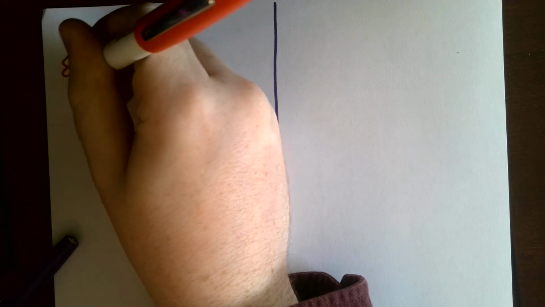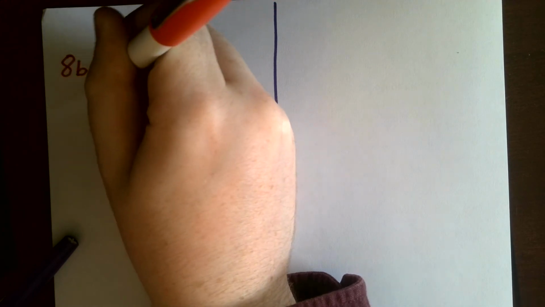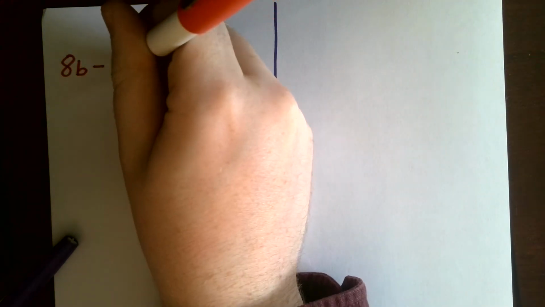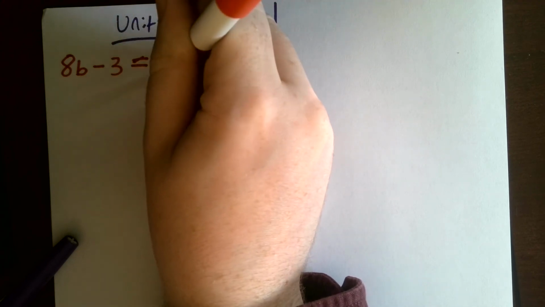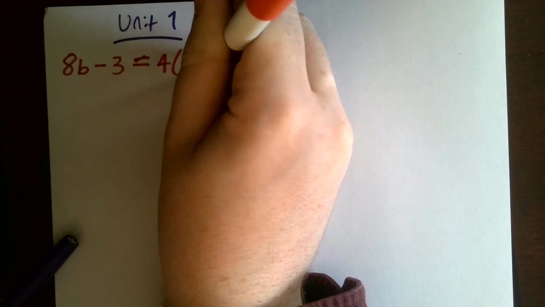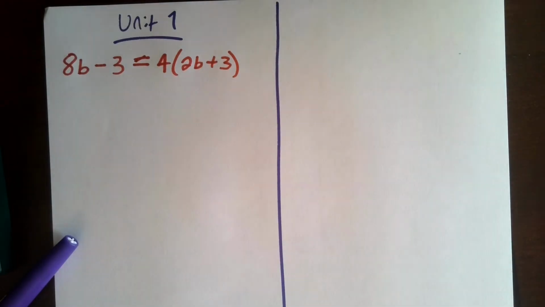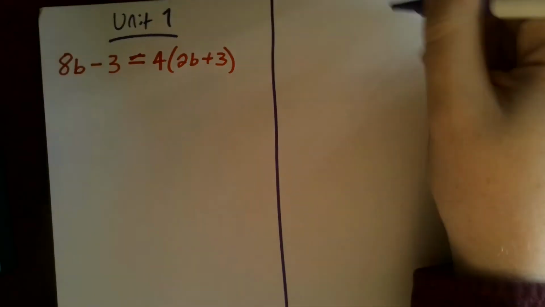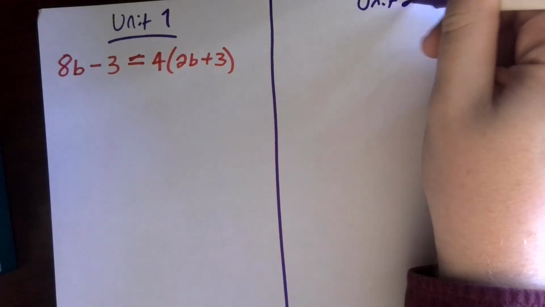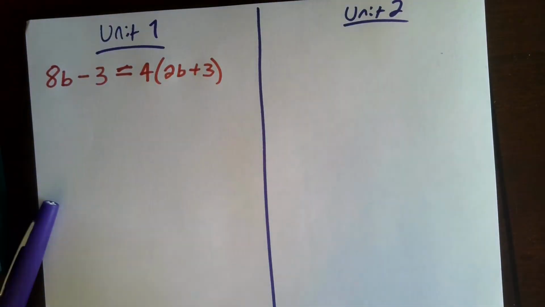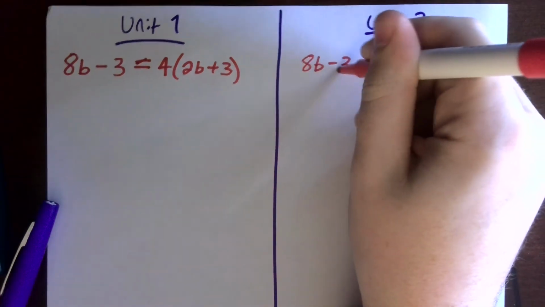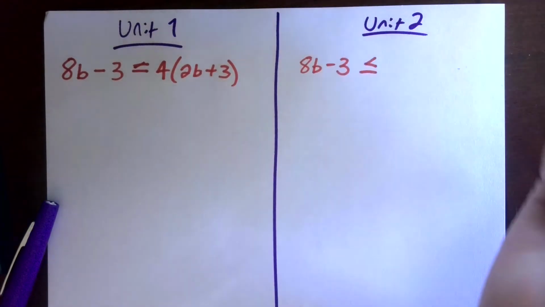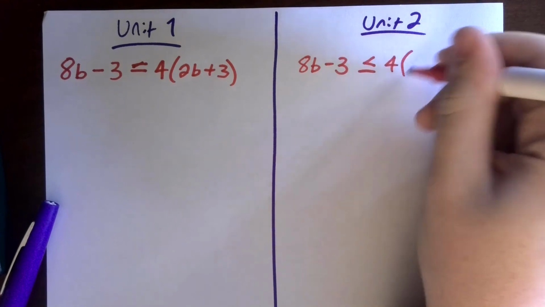I want us to write out 8b minus 3 is equal to 4 times (2b plus 3). On the Unit 2 side, it is going to be almost the exact same problem, except instead of an equal sign, we are going to have a less than or equal to symbol placed here.